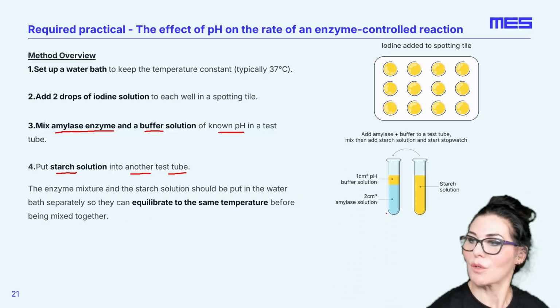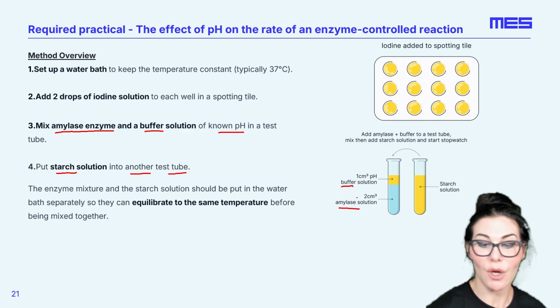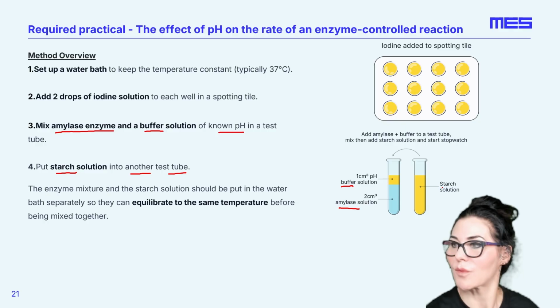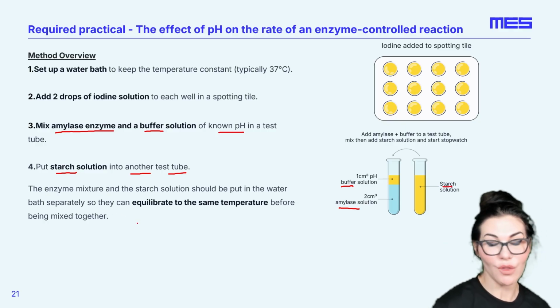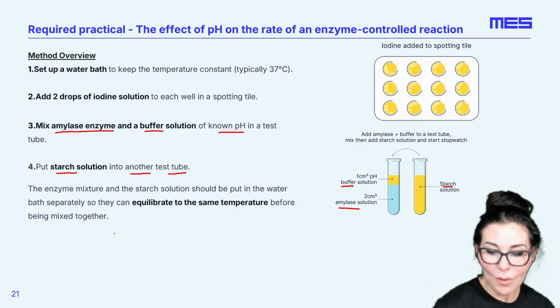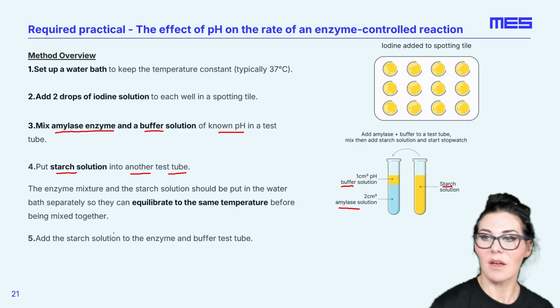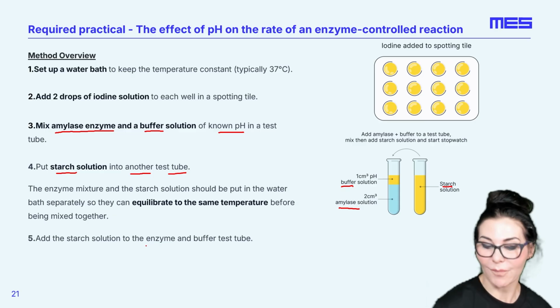So here we have our two tubes at the side. We have our tube with our amylase solution in and our buffer of chosen pH, and we have our substrate starch. Once they have reached the same temperature as each other, and we have checked that, we're going to pour the starch into the amylase. But as soon as you do that, you're going to have a reaction probably happening if the pH is a pH the enzyme can work at.